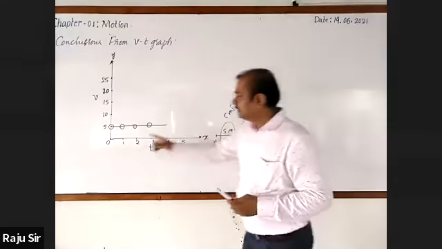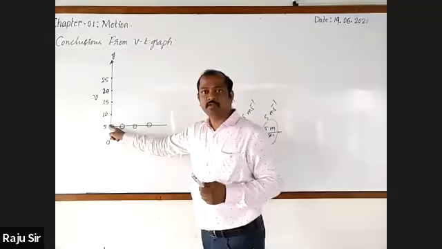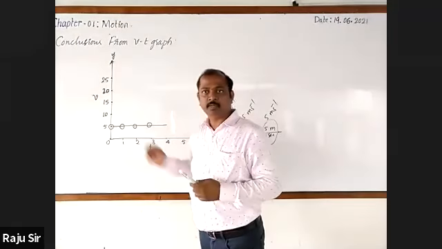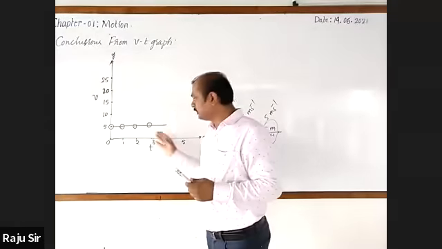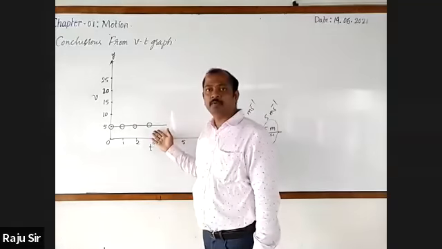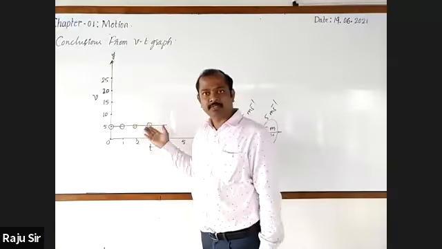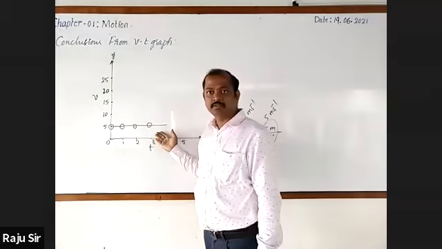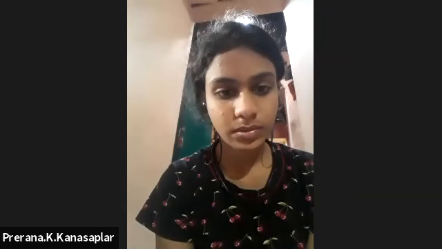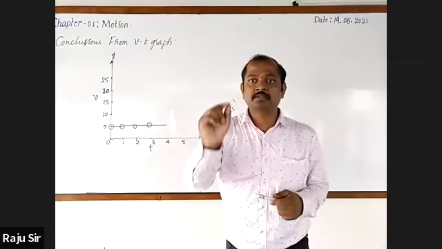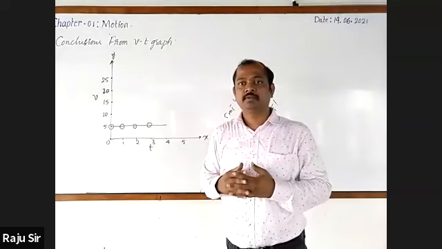Look here, in the first second, my speed was 5 meters per second. In the next second, my speed was 5 meters per second. Even after counting my speed, after 3 seconds, my speed was 5 meters per second only. I mark all these points. After joining these points, I got a straight line. What does this straight line indicate?